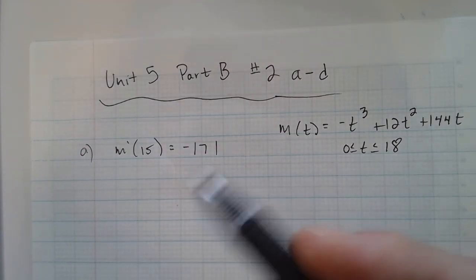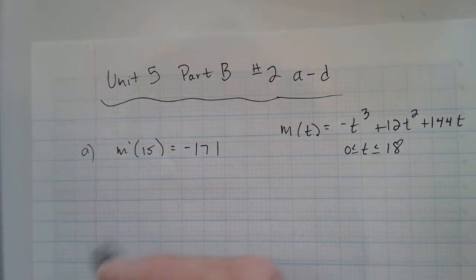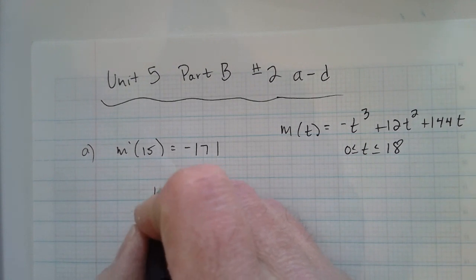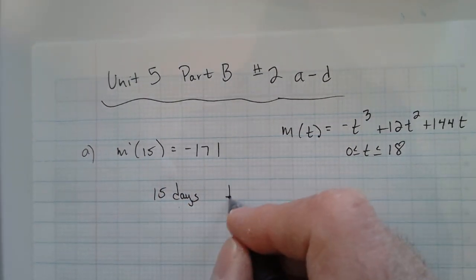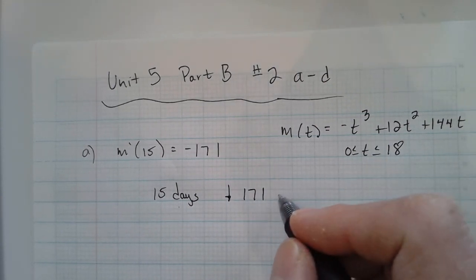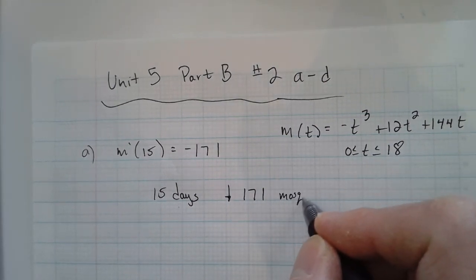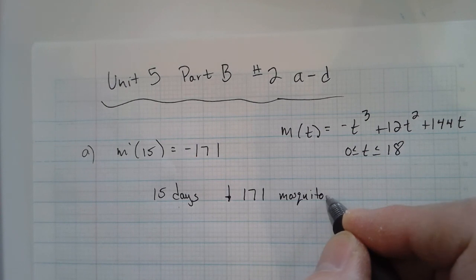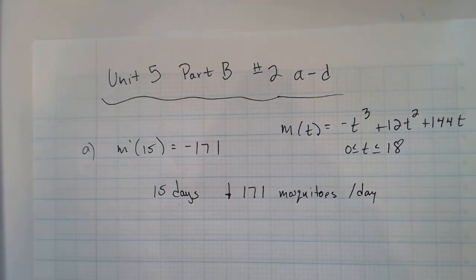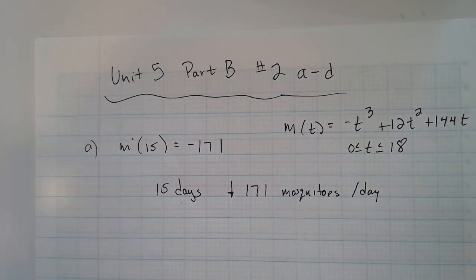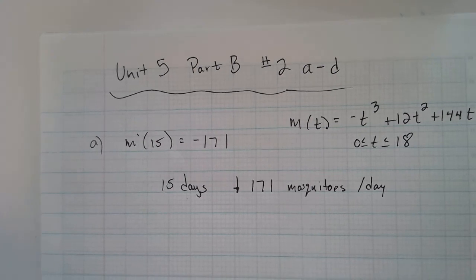That just means the rate of change at 15. So after 15 days, the mosquito rate is going down 171 mosquitoes per day. So it's just going down at 171 mosquitoes per day at t equals 15 days.